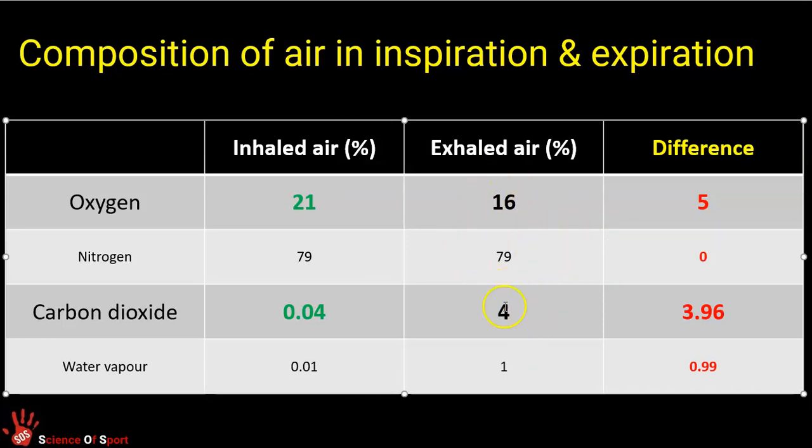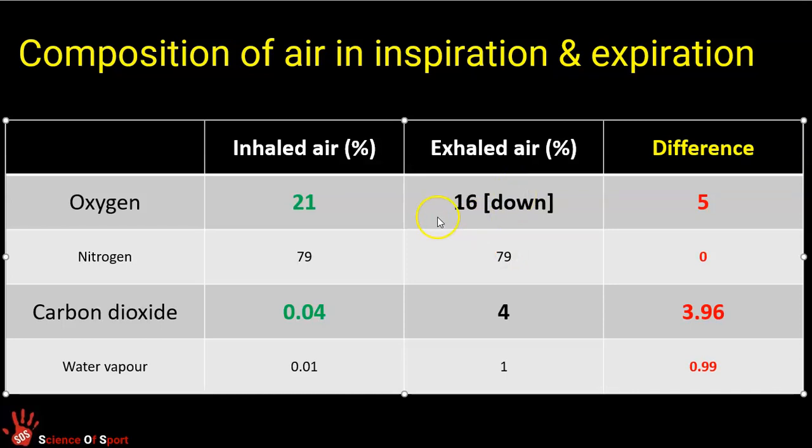These, however, for exercise would change. So we breathe in 21%, we're exercising. That means our muscles are going to be using more oxygen than they were at rest to make energy. So they're using more oxygen. Now, if we're using more oxygen, we're going to breathe out less. So this number would go down in exercise.